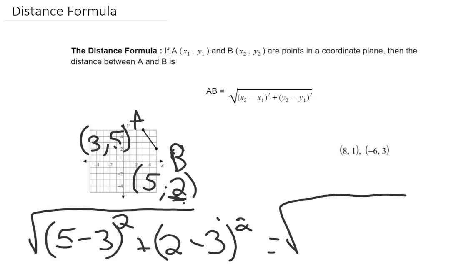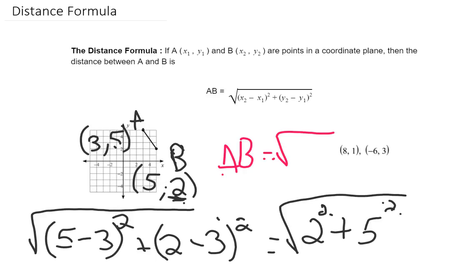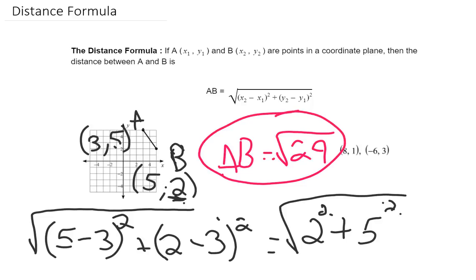Simple math. 5 minus 3 is 2, so I've got 2 squared. 2 minus 5 is negative 3, so I've got 3 squared. If I add those up, I will get that the distance between A and B is equal to the square root of 13, which I could leave like that. I could find the decimal value if I wanted to, but that works for me.